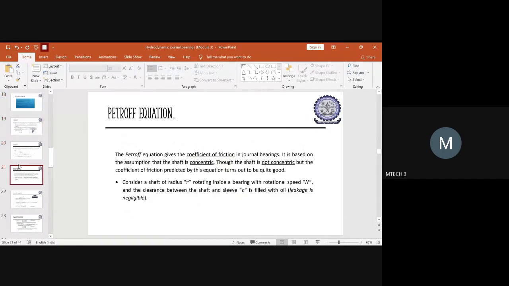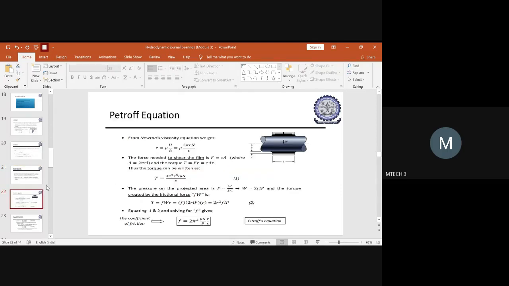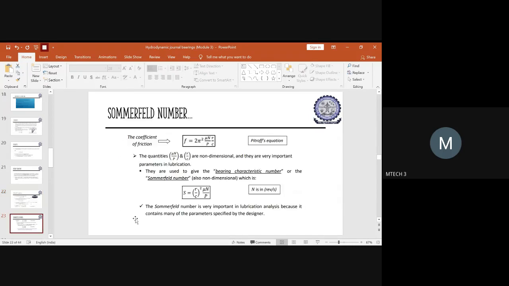And then we went on to the Petrov equation, wherein we derived an equation for the coefficient of friction associated with our journal bearings. We made an assumption that the shaft will be concentric, even though sometimes the shaft might not be concentric. Based on that, we derived the Petrov equation to know the coefficient of friction value for the journal bearing. And we also related it to the Sommerfeld number. What is it basically? I think until here we had done.